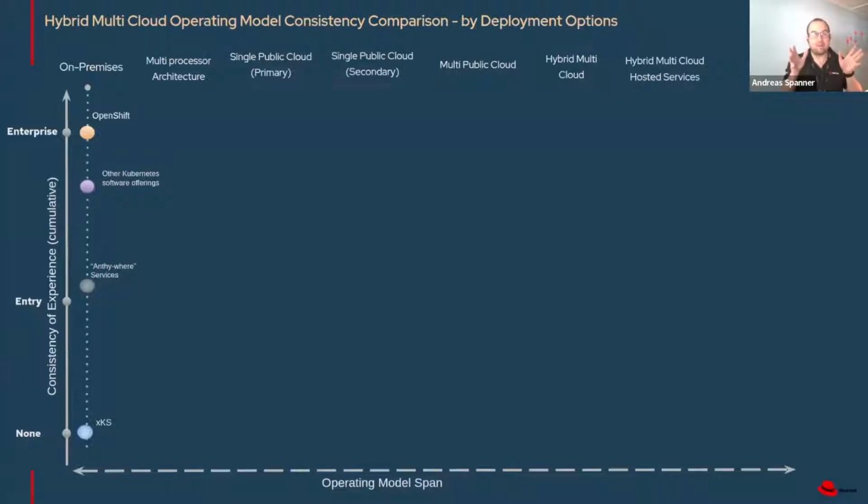And that's important if you set your cloud strategy today, because if you go down the wrong path, it might actually make it unnecessarily harder to leverage the ecosystem and the technology that is out there. On the left-hand side, I've got a bit of a categorization from low to high: none, entry, and enterprise. This is really about experience of consistency and enterprise readiness as such. So I've got at the very bottom the XKS, the naked Kubernetes services. And the reason I'm focusing on Kubernetes and containers is because it's such a vital ingredient in any cloud strategy.